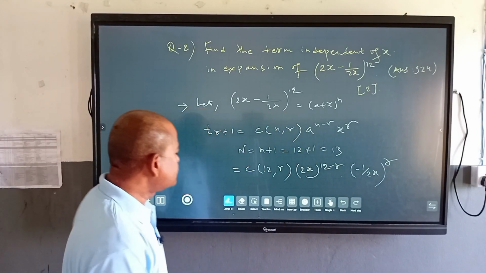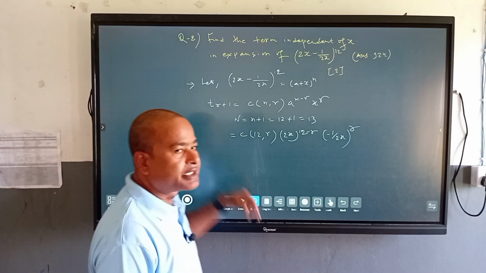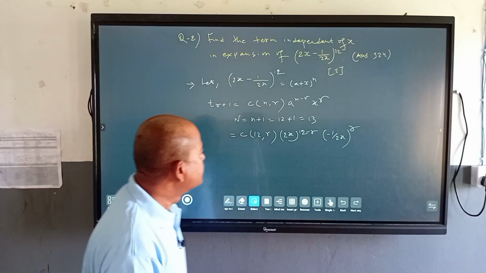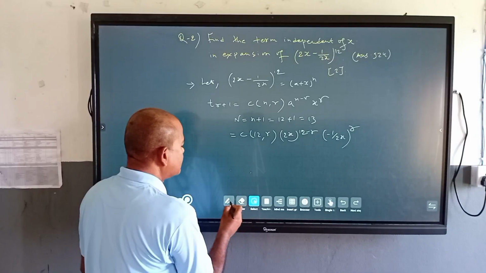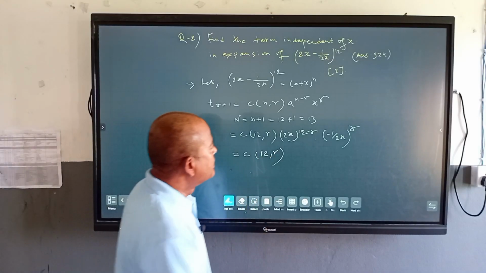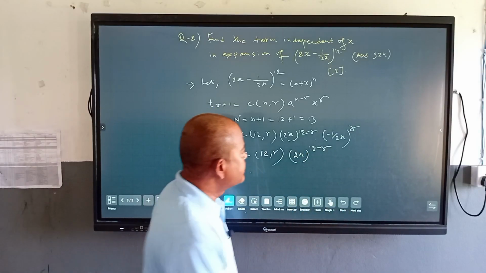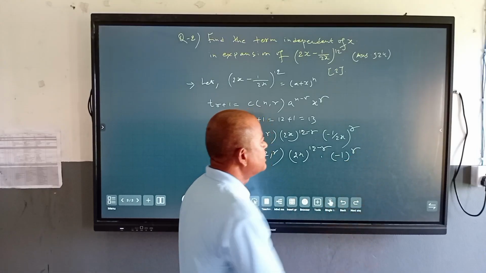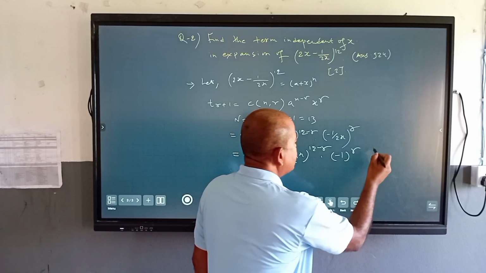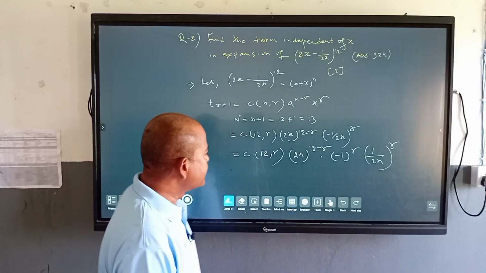Dear students, now we are going to solve this to find the value of r. After knowing the value of r, we know the term independent of x. So C(12, r) will keep as it is, and this is (2x)^(12−r), so this one also keeping as it is, and (−1)^r. So let's separate −1 and (1/(2x))^r. So these two terms we can combine with each other.